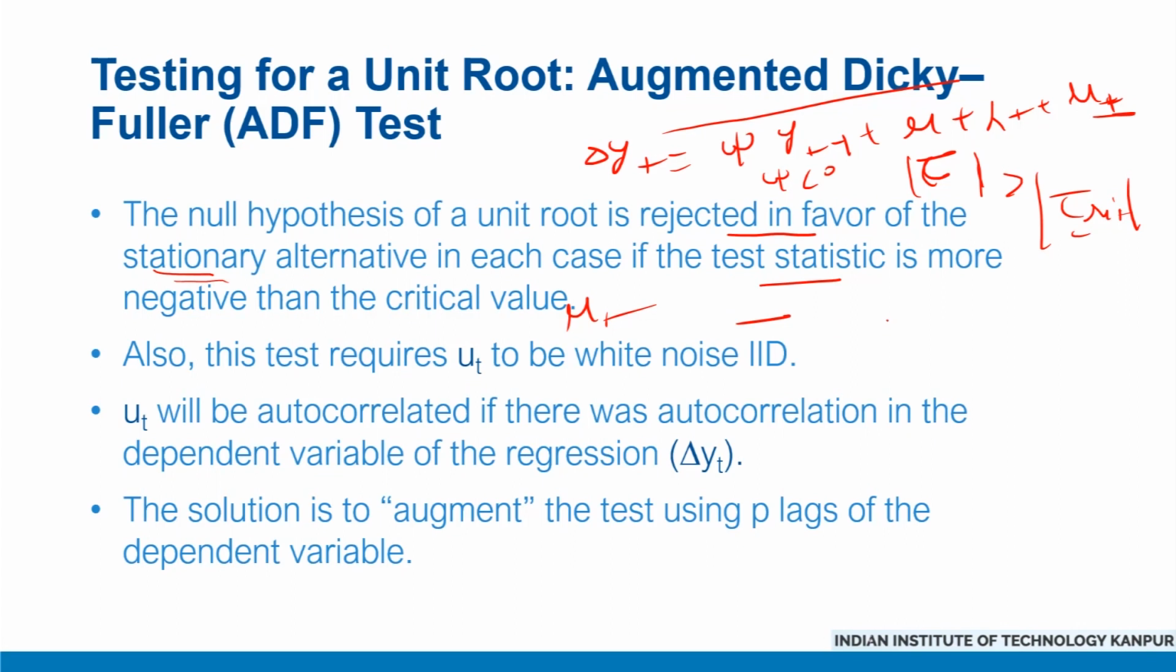But if there is some kind of autocorrelation structure in the delta yt process, which is the dependent variable here, and if that is not well taken care of, then mu t will also be autocorrelated. And if mu t is autocorrelated, then the inferences, and in fact our testing of the significance of this psi variable, would be inefficient and incorrect. The solution here is to augment this model with lags of delta yt, that is delta yt minus 1, delta yt minus 2 and so on, a certain number of, let's say, p lags of this dependent variable delta yt, which will soak up this autocorrelation existing in the delta yt process.